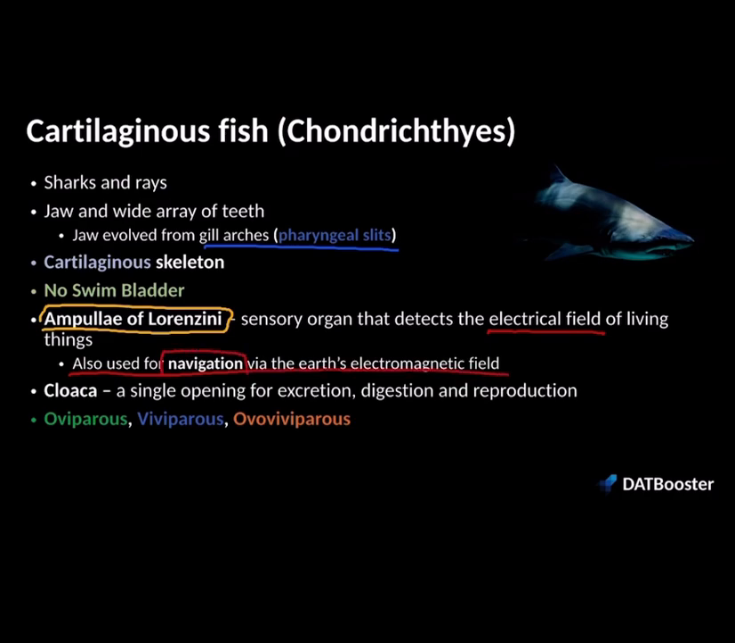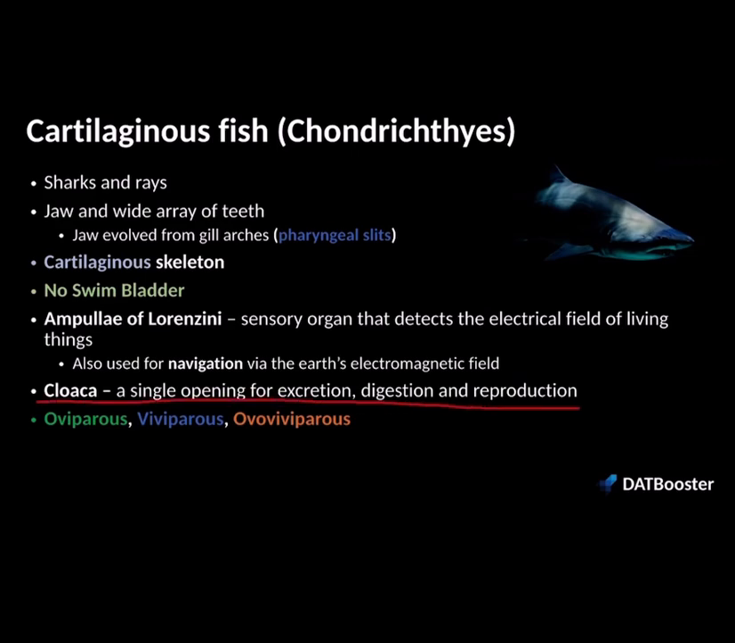One unique thing about chondrichthyes as well is going to be a cloaca. Now we're going to see this in many types of chordates. A cloaca is a single opening used for the excretion of nitrogenous waste, digestion, as well as reproduction.